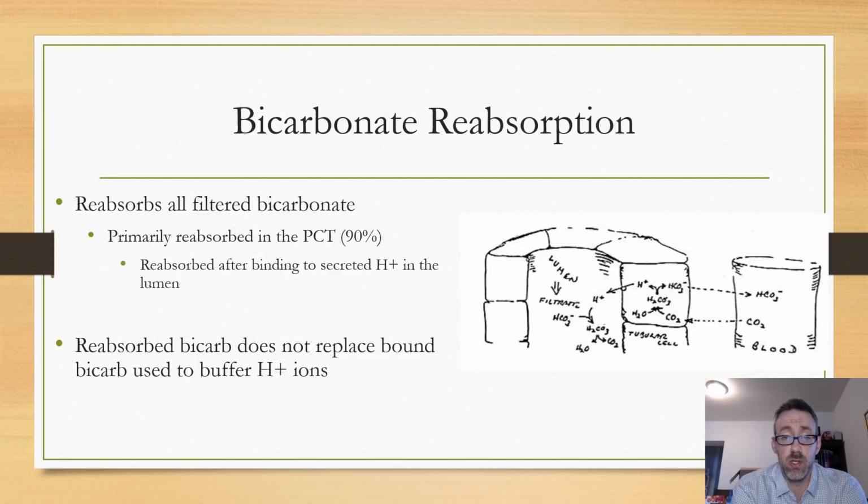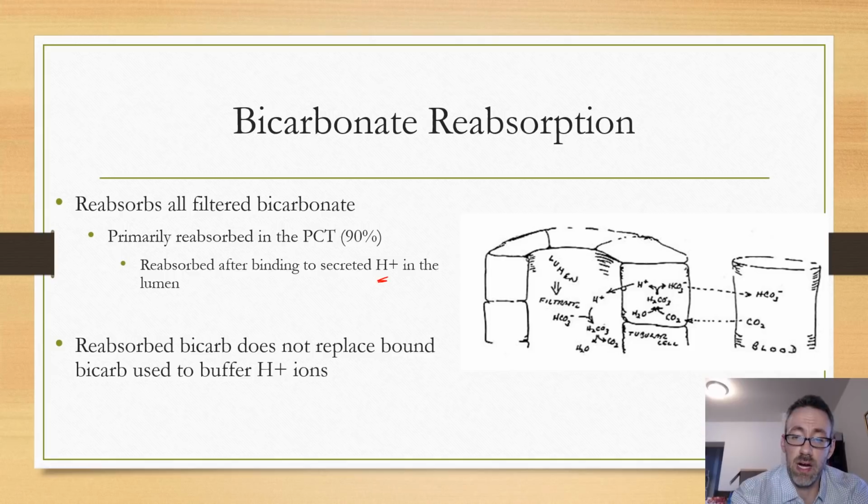And 90% of that's going to occur in the proximal convoluted tubule, and the next 10% is going to happen by the time we reach the distal convoluted tubule. It'll all be reabsorbed. And this is all unused bicarb. Now, the method with which we can actually reabsorb this bicarb relies on the secretion of proton.